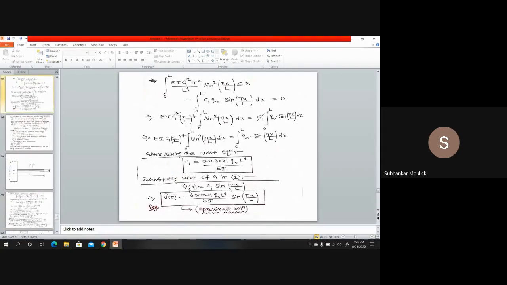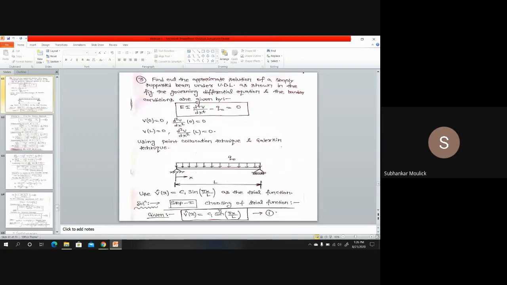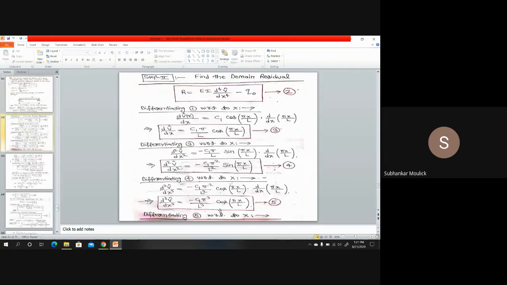So the resulting approximate solution for the given problem becomes V of x is equal to c1, where c1 is 0.013071 q naught into L to the power 4 by EI, into sine of pi x by L. So this is the approximate solution for the given problem by the Galerkin technique. Is the problem clear?